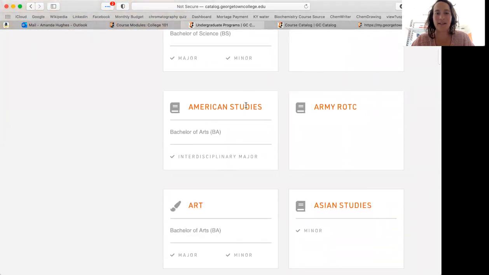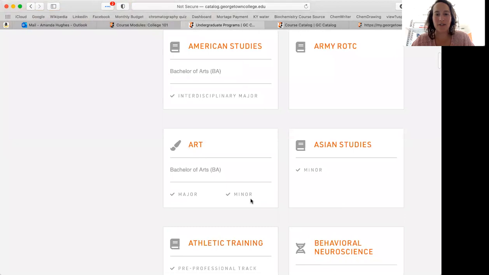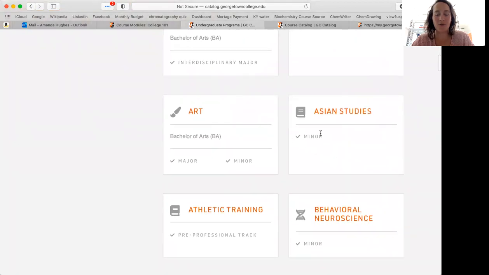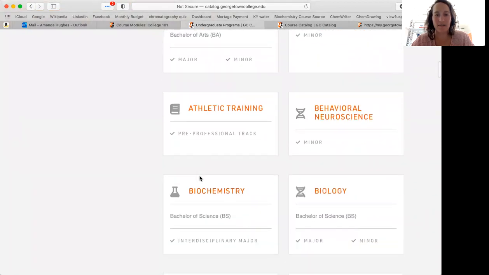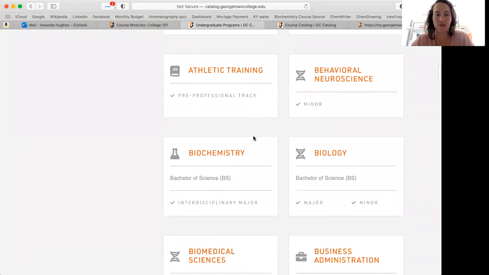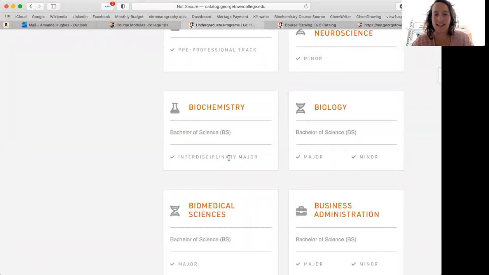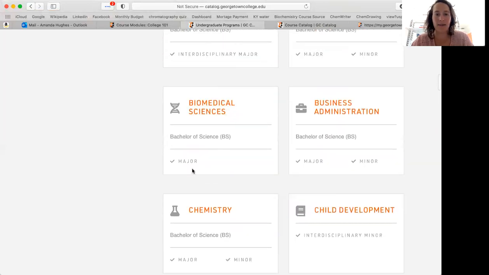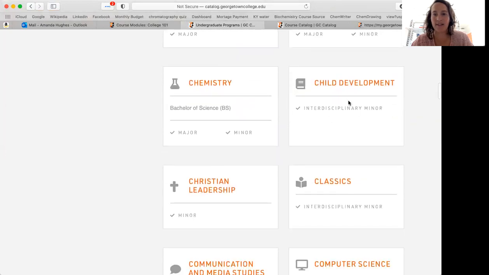You can major and minor in accounting. Art, you could major and minor in art. Asian studies, you can only minor in it. Athletic training, they have a pre-professional track. Biochemistry, see it says interdisciplinary major. That means you don't have to have a minor. Biology, you could major or minor. Biomedical sciences is a major. Child development is an interdisciplinary minor only.